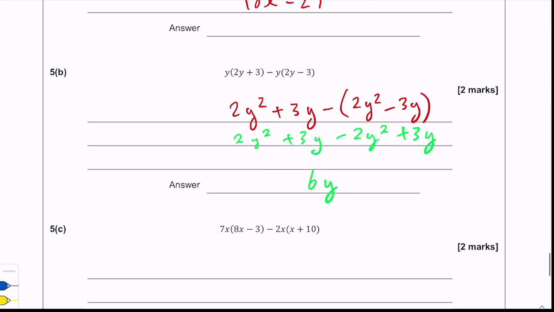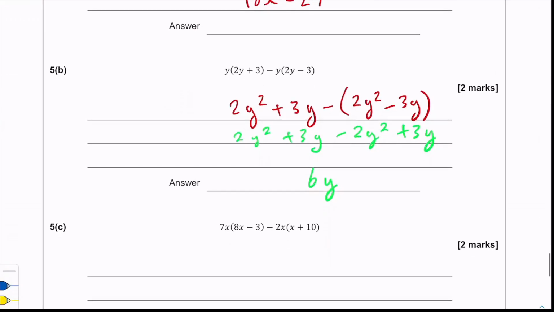Okay, let's do one more of these. So for this one, we have 7x times 8x, so 56x squared. Take away 21x, then we've got take away, and we'll put our brackets in. 2x times by x is 2x squared, and 2x times by 10 is plus 20x. Okay, let's expand our bracket.